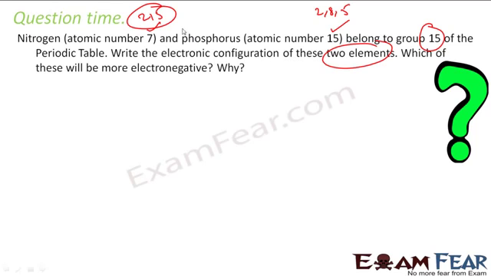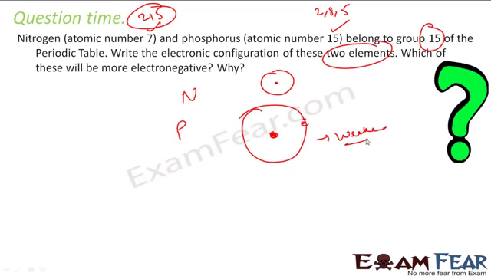Now if you see, phosphorus has an extra shell. If we compare nitrogen and phosphorus, phosphorus is bigger and has an extra shell. Nitrogen is smaller and has only 2 shells. Since the atom size has increased, the force between the nucleus and the outer electrons decreases, so the nucleus of phosphorus is weaker at attracting electrons.